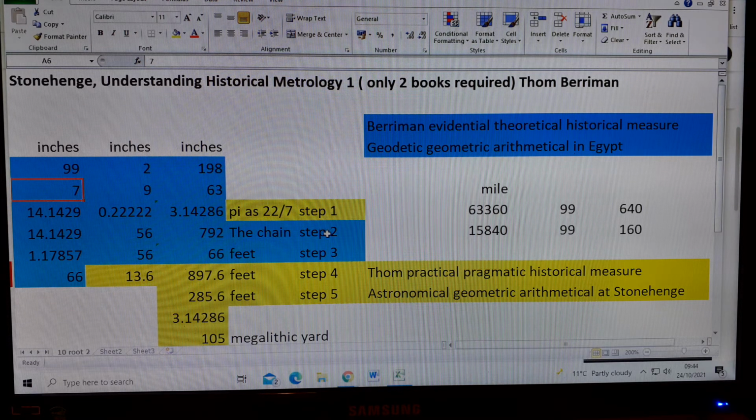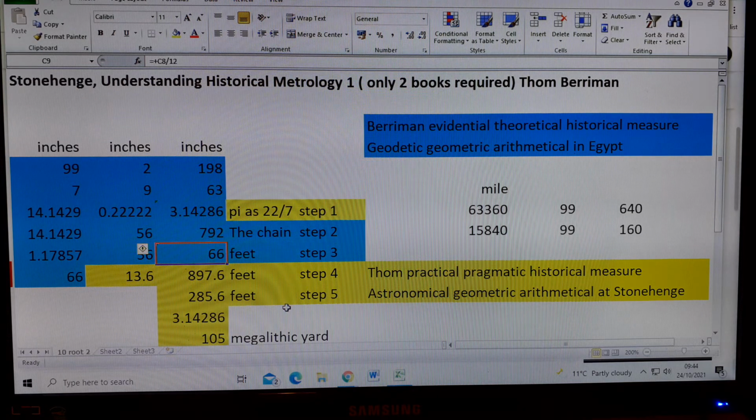Step 2 is finding the chain. If we multiply 14.1429, which is 10 root 2, by 56, we find the chain, 792 inches. Step 3 is converting the chain into feet. So we divide that by 12, we keep that at 56, and the chain is 66 feet. That's the length of a cricket pitch.